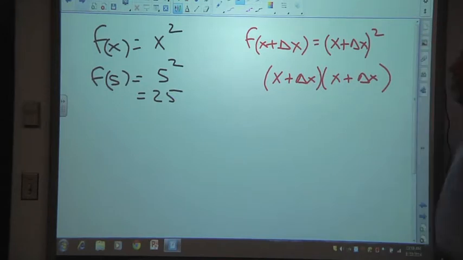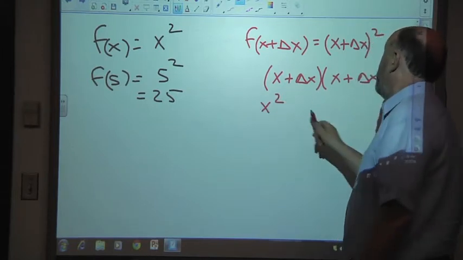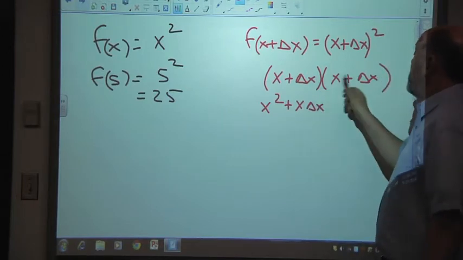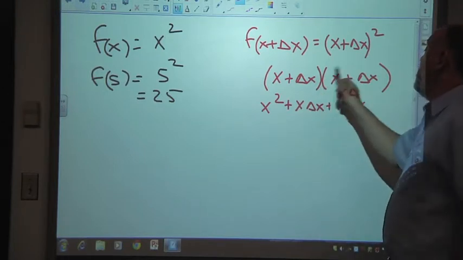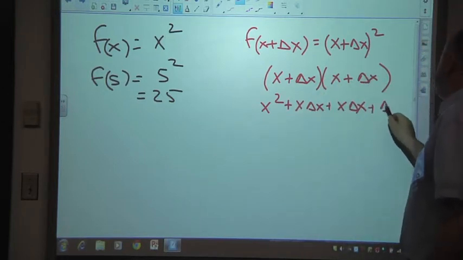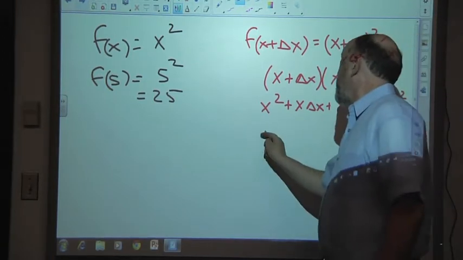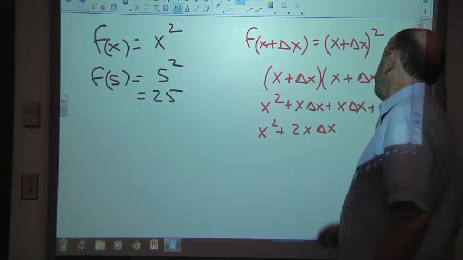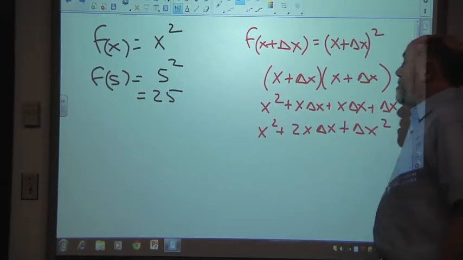And so we can multiply that out. That's just FOIL method. X times x is x squared. X times delta x will be an x delta x. Delta x times x will be another x delta x. And then delta x times delta x will be delta x squared. And then this can be simplified. We'll get x squared plus 2x delta x plus delta x squared.